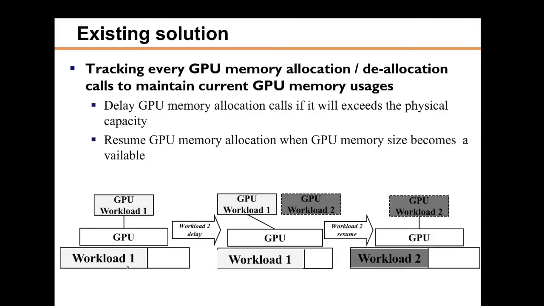The current solution to this problem is tracking every GPU memory allocation request. As shown in this picture, if a GPU memory allocation request will cause the physical capacity to be exceeded, the scheduler will delay the allocation request of GPU workload 2 and will not continue it unless GPU workload 1 finishes execution.